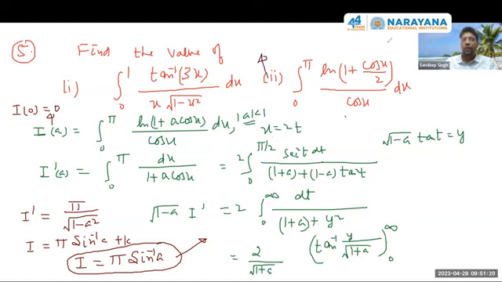Because I have chosen half, that value could be found directly from this. Sin inverse half is pi by 6. So pi square by 6 is the answer for the second. Tell me, is this clear to all?